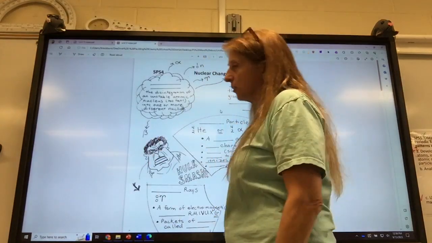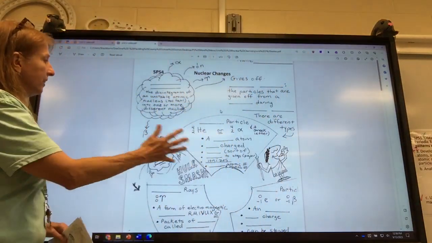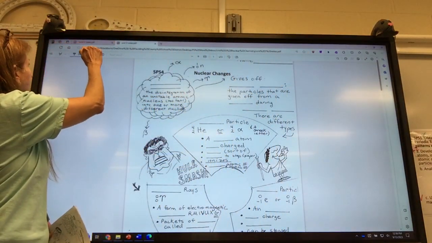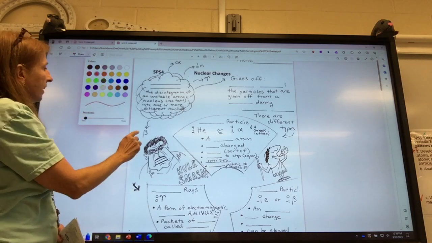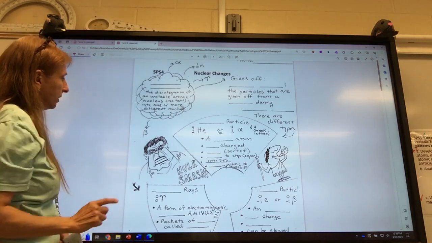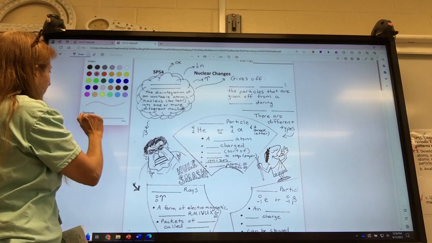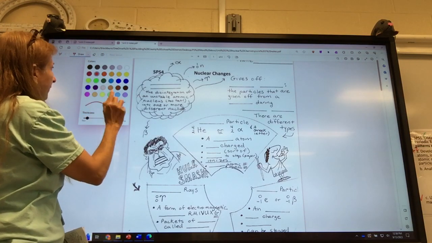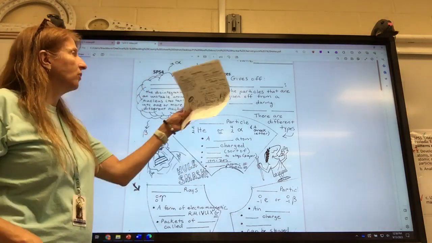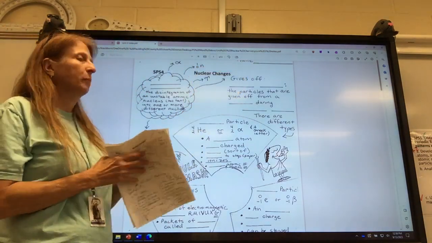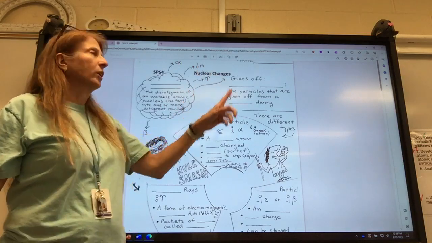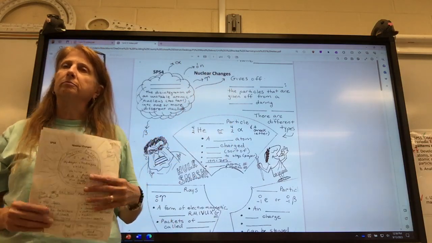So this is it, nuclear changes. And you can see that there's not a whole lot to this. I didn't even type it, I just hand wrote it. Let me look at this one more time. Make that a little bit thicker. I think that looks good. Okay, so nuclear changes. You can see from here that we're going to be learning some Greek letters. That's going to make you feel smart.